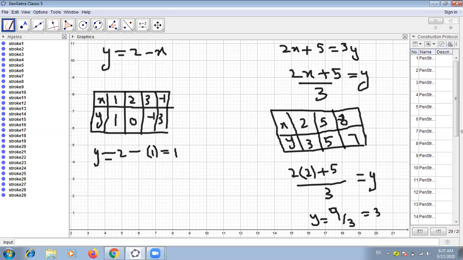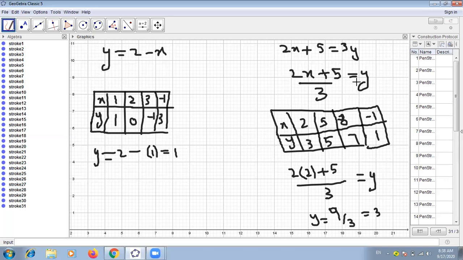And the same way, if I place the value minus 1, minus 2 plus 5 is 3, and 3 divided by 3 is 1. So I'll get 1. You can check it by solving all these, by placing all these values in the place of x and calculating the value of y.